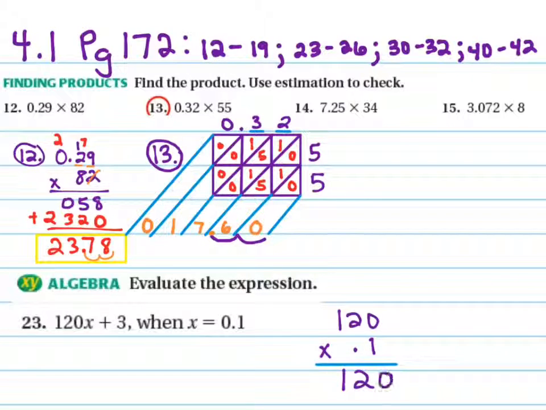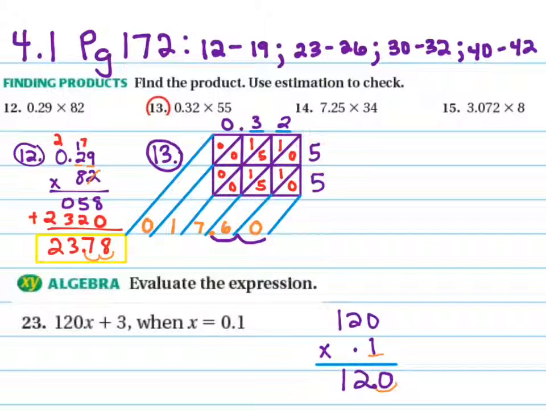Alright, number 23 is algebra. Remember, when we have a number next to a letter, that means to multiply. So I set it up as a multiplication. I went ahead and took off the 0 in front because we really don't need it. And that gives me 120. Then how many spots are behind the decimal? Well, there's 1, so it's going to move over, and that's going to be 12.